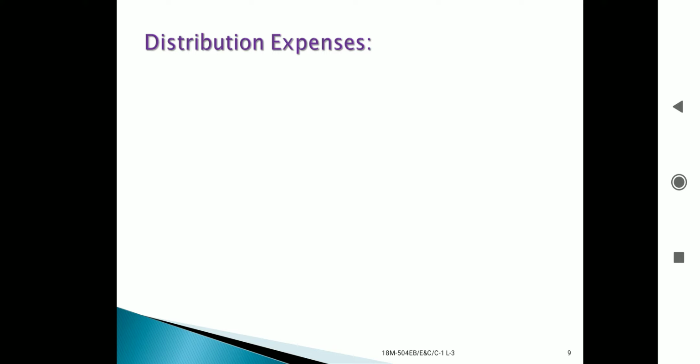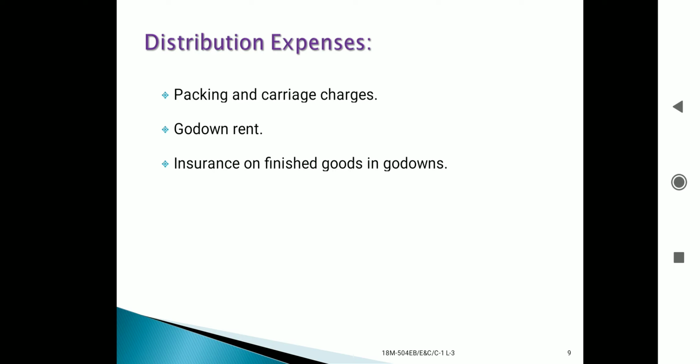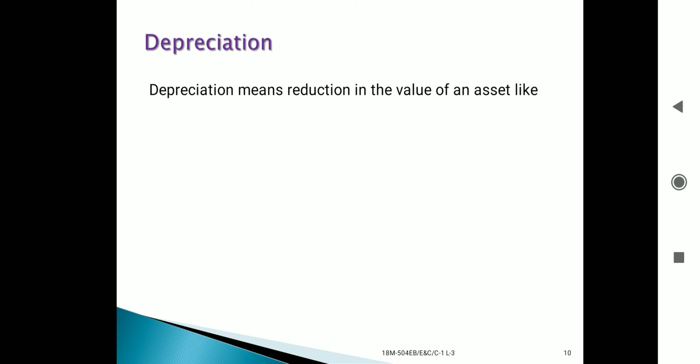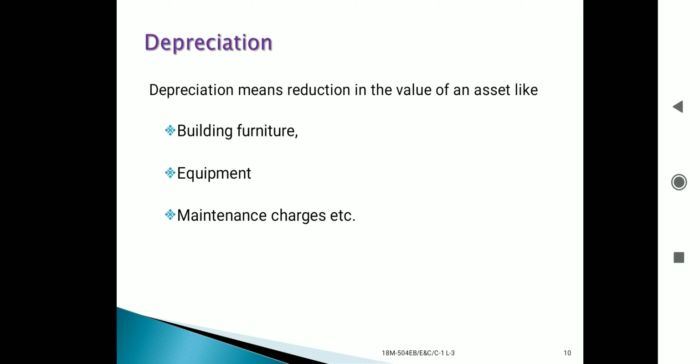Okay, next, distributive expenses: packing and carriage charges. Next, godown rents, insurance of finished goods in godowns. Next, cost of loading and unloading, etc. Depreciation means reduction in the value of an asset like buildings, furniture, equipment, and maintenance charges.